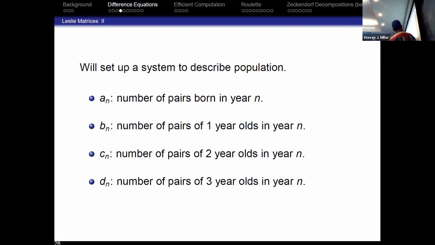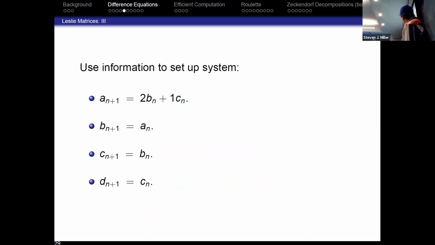So which of these is very easy to figure out the value of at n plus 1 in terms of the values in year n? Yes? Well, for B_n, C_n, D_n, we just check the previous years. Yeah, so B_{n+1} is just going to be A_n, and C_{n+1} is just going to be B_n, and D_{n+1} is just going to be C_n, and then for A_{n+1}, well, that's just the reproductive stuff. And so you get A_{n+1} is 2B_n plus C_n, B_{n+1} is A_n, C_{n+1} is B_n, D_{n+1} is C_n.